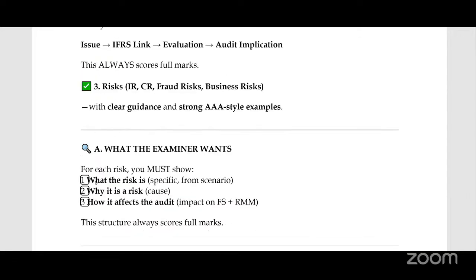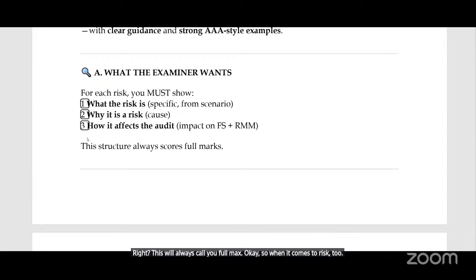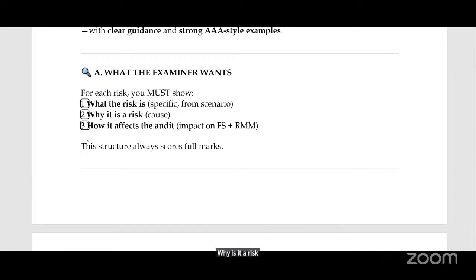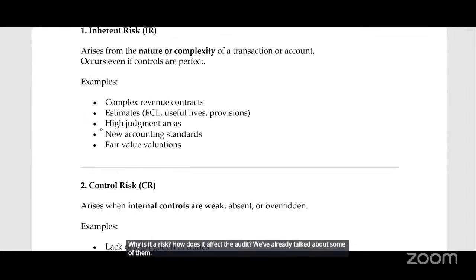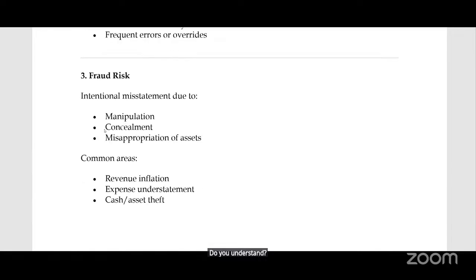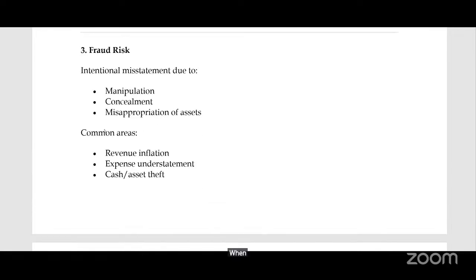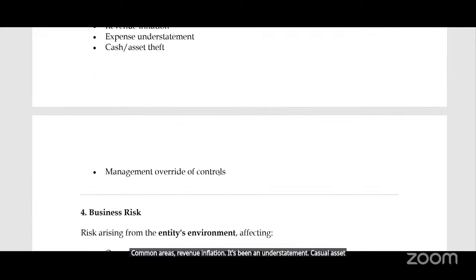Are we okay? So when it comes to risk, what are you going to look for? From the scenario, why is it a risk? How does it affect the audit? We've already talked about some of them. Do you understand? So inherent and control risk, I won't worry myself. But there's something called fraud risk. When somebody intentionally causes misstatements due to manipulation, concealment or misappropriation of assets. Common areas: revenue inflation, expense understatement, cash or asset theft, management override of controls.